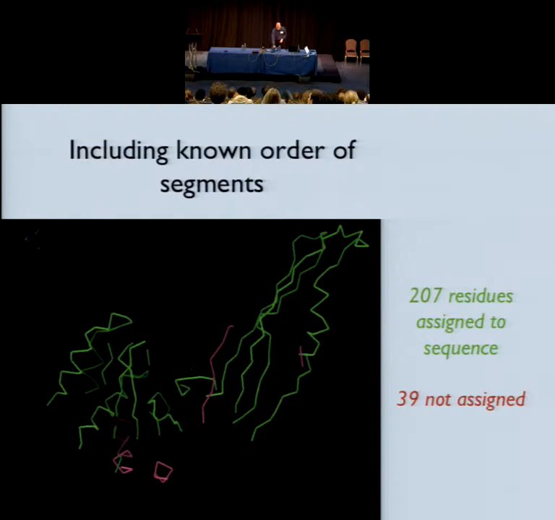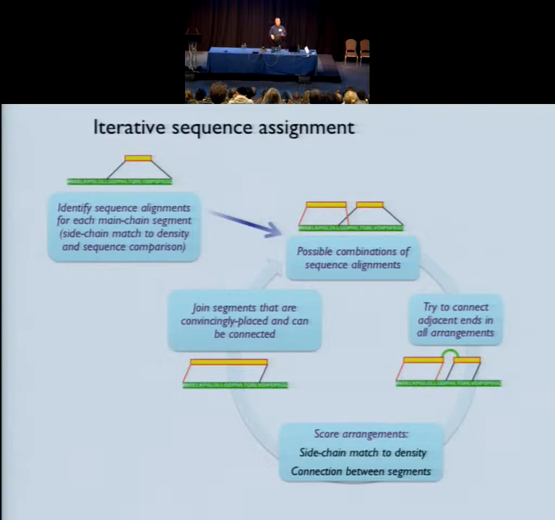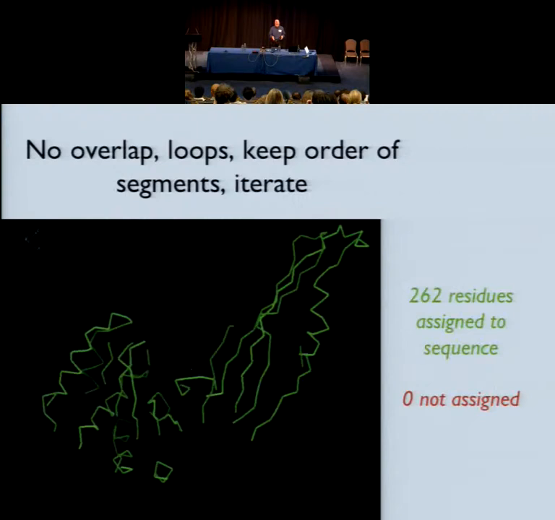We can then iterate this whole process, identify our best assignments of sequence, and make a whole list of possible combinations. Then we can try to connect the adjacent ends, for example, and score all these based on side chain mass to density and connections. Then we can connect up the good ones to make a new starting model that has bigger pieces than we started with. Then we can assign those more accurately, iterate that process a little bit, and in this particular case, assign all the residues correctly.